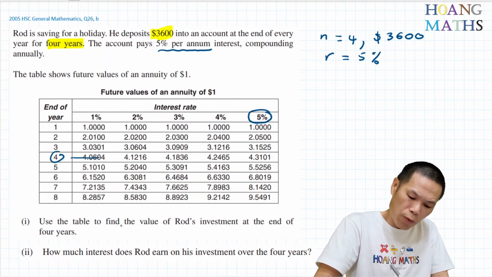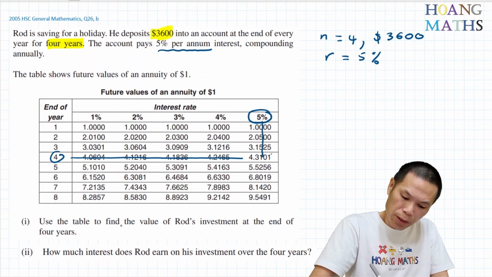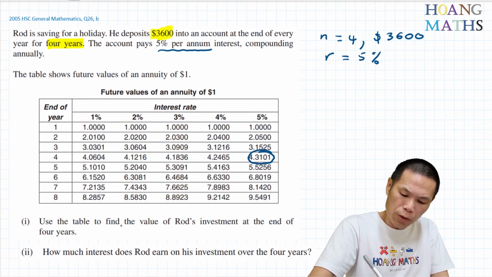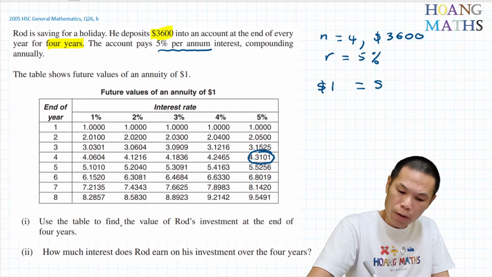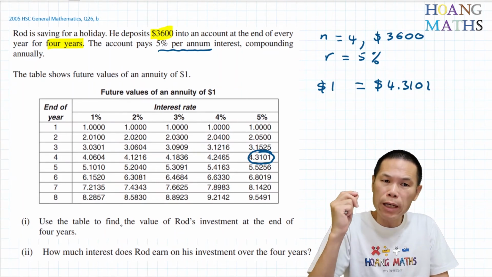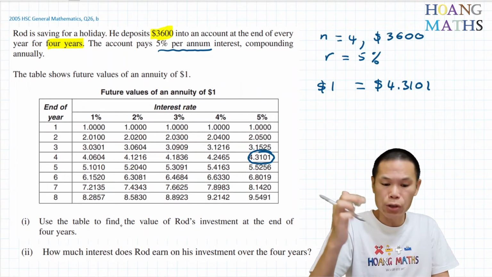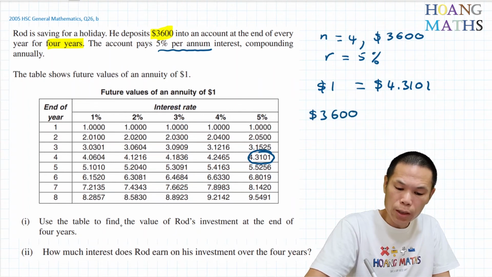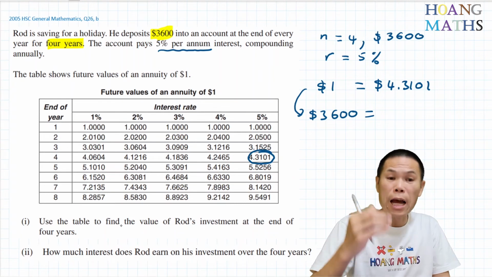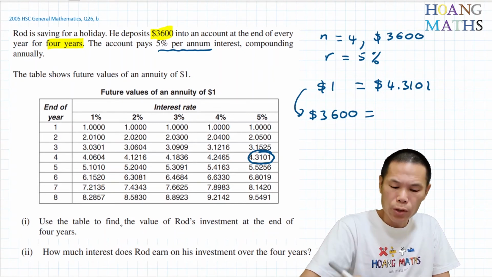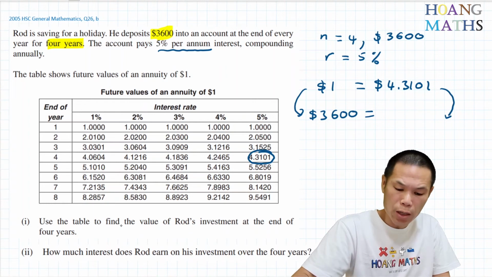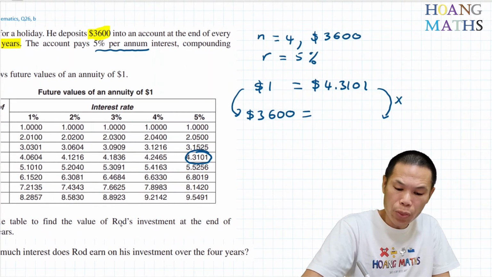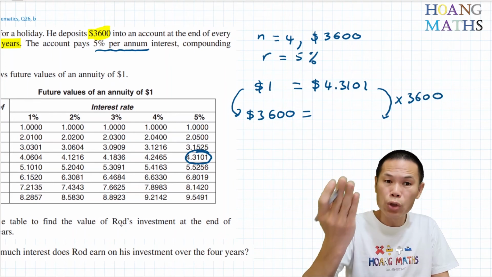So we just go across and go down. This is the value. The future value of a dollar that we make is $4.3101. But we make a regular contribution of $3,600, so from here to here we times by 3,600. Therefore, we need to do the same thing on the right hand side: times by 3,600. Just put that on a calculator.